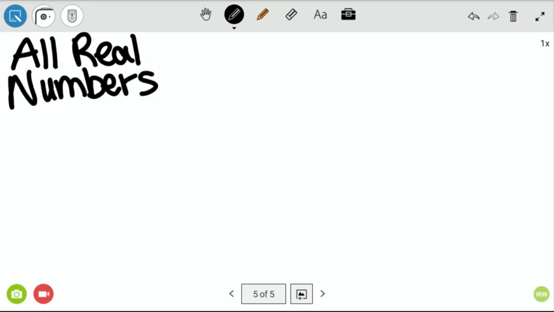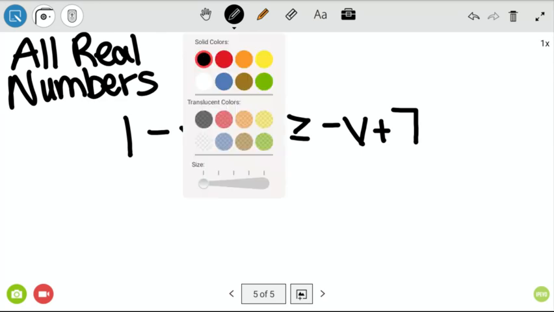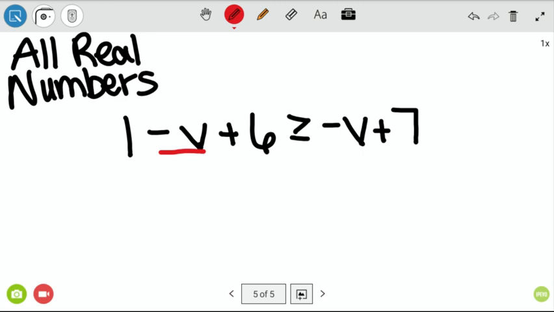All right, so something special happens when you're solving this. So we have 1 minus v plus 6 is greater than or equal to negative v plus 7. There are no parentheses, so we are ready to rearrange. This negative v is already over here, but to move this one over, we're going to make it a positive.